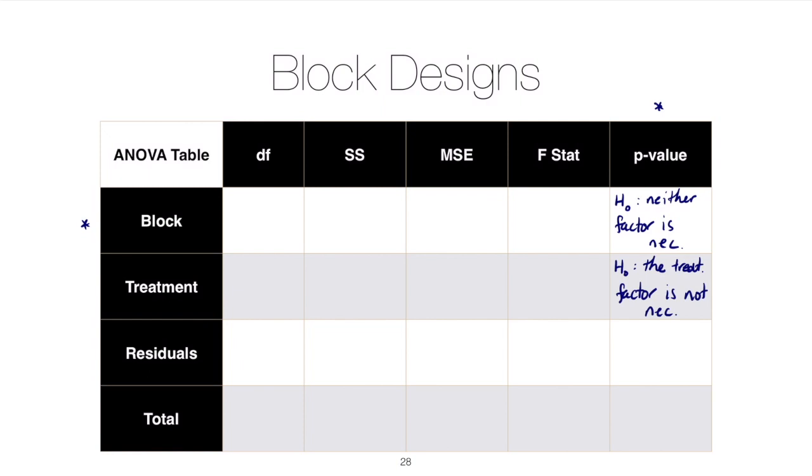but it includes the blocks. So the reduced model for this test would be that the blocking factor should be included, but the treatment factor should not. And then the full model in this case would be that the blocks are included and the treatments are included.